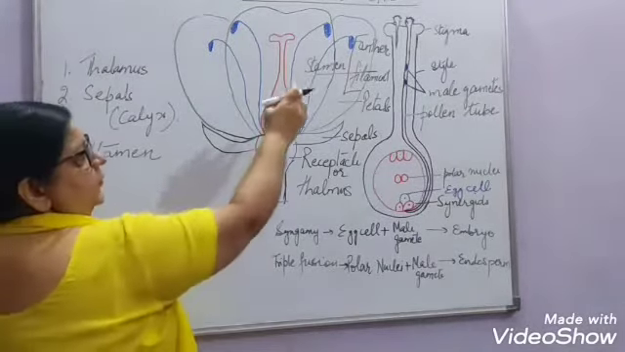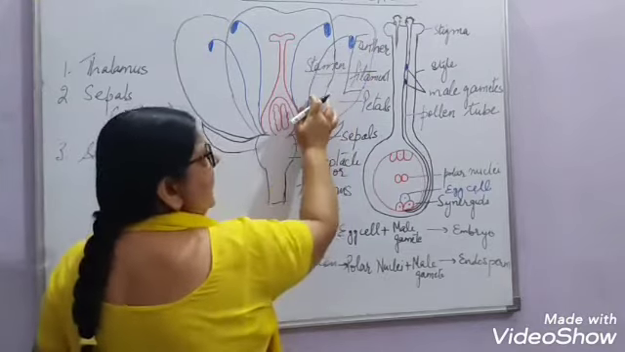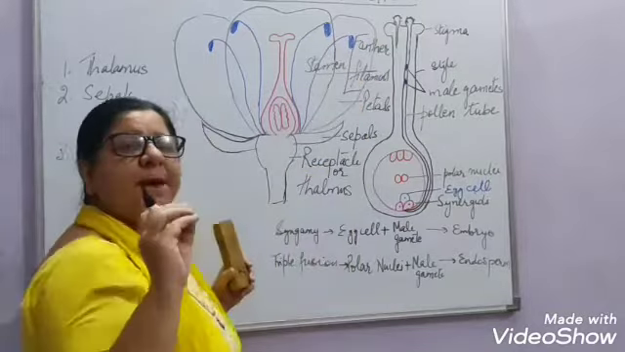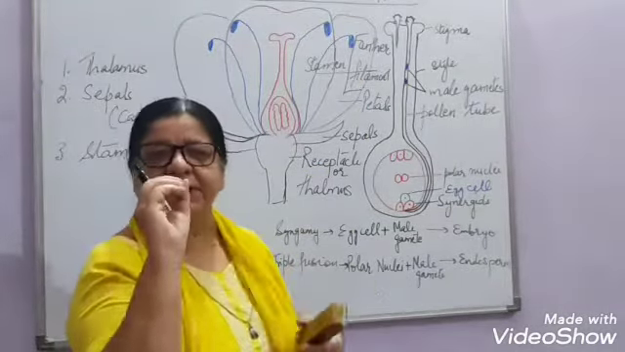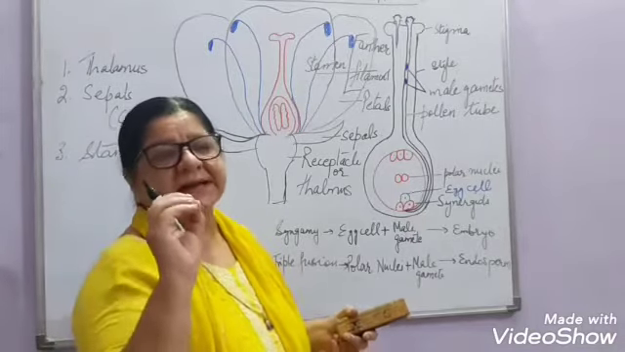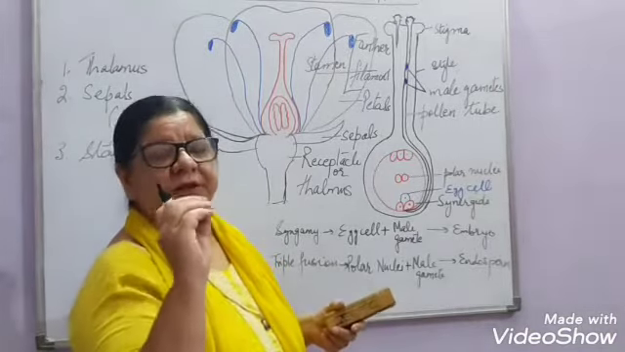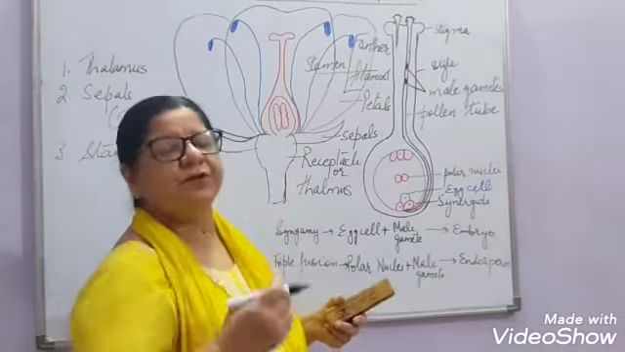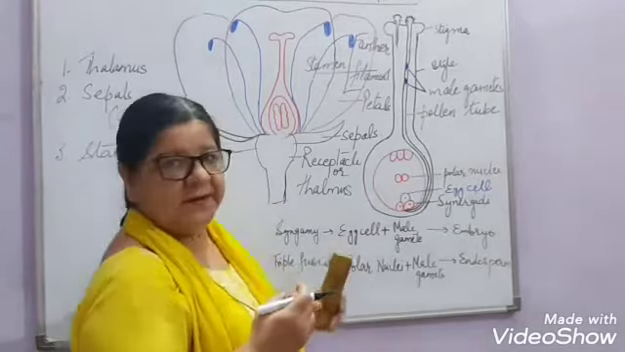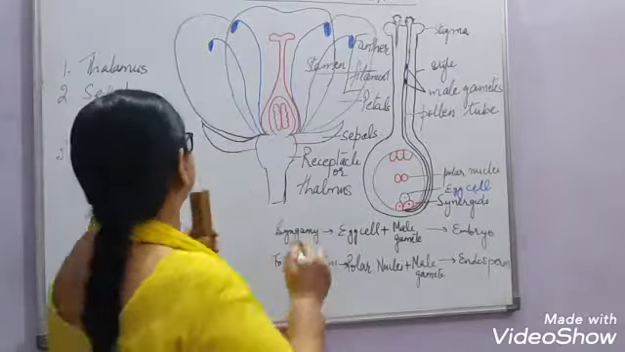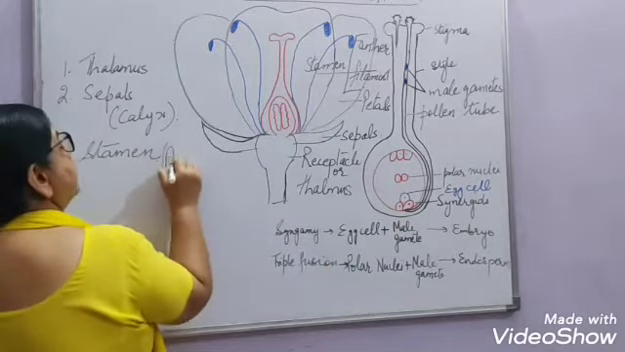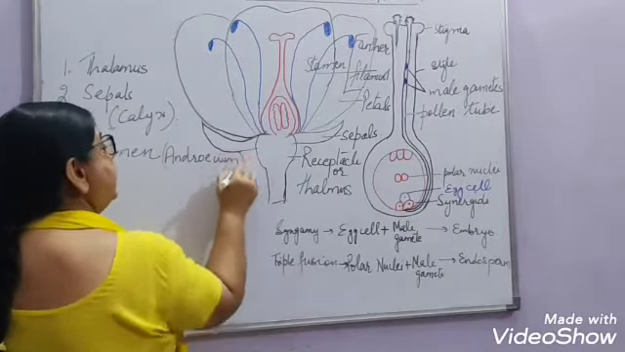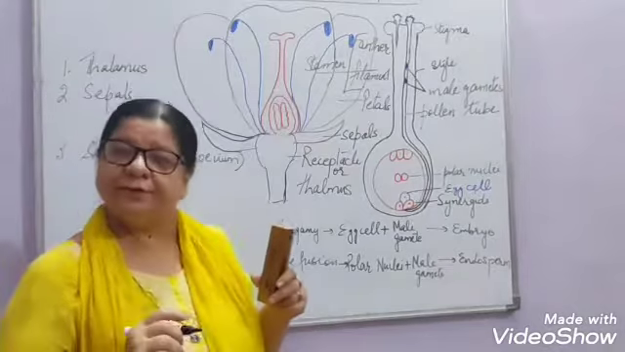It contains two parts, the anther and the filament. Inside the anther are present the pollen grains, the yellow powdery substance that you see. These pollen grains have the nucleus inside, which will go and fertilize the egg, right? So this is known as the stamen. It is also known as androecium, the male reproductive part of the flower.